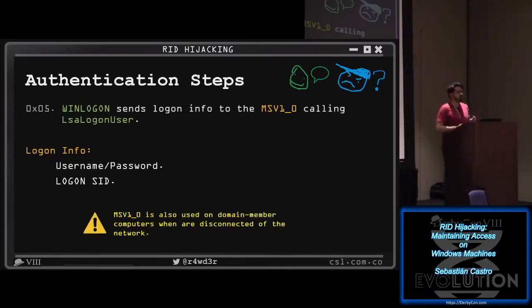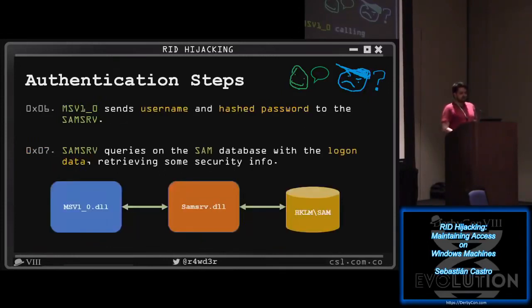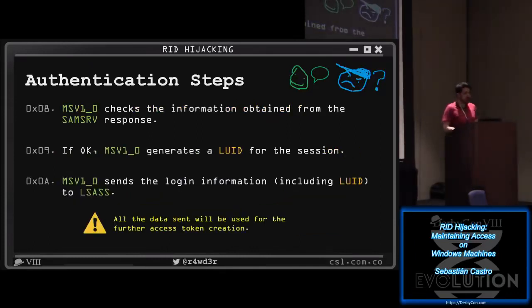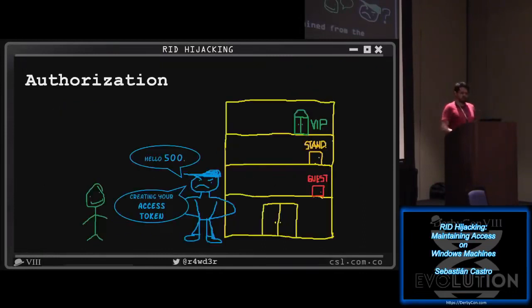So WinLogon sends to the authentication package the username and password combination with the created logon SID, and then comes this critical step: the MSV1_0 sends the user and password combination to the SAM server, which retrieves the related security information, including the user security identity. And now, to sum it up, the MSV1_0 checks the information retrieved. If it is okay, it generates another identifier called LUID for the current session, and sends back the logon information to the LSASS, including this new identifier. All this data will be used by the security reference monitor to define the security context of the user. So we will see that in short.